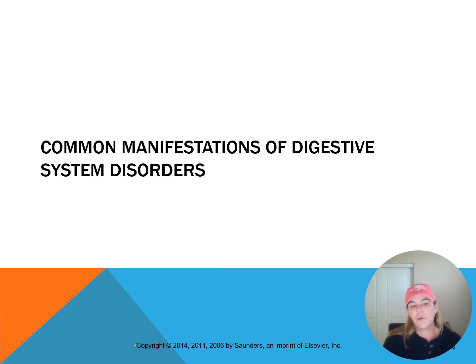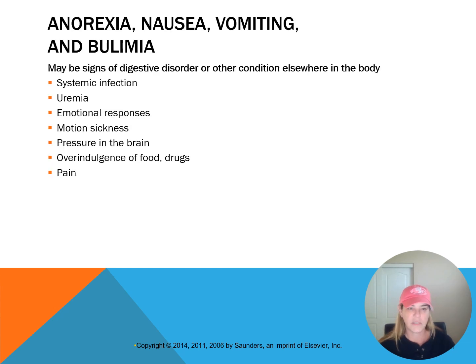So what do we see when we see digestive disorders? What do we look for? What kind of symptoms? Well, obviously, anorexia, meaning we don't want to eat. Nausea, upset stomach, nausea that can then turn into vomiting, which is a violent expelling of the contents of our stomach through the mouth. Also, we have bulimia. That's a disorder, mostly considered a psychological disorder, but you do have bulimia where you have the active vomiting of the contents of your stomach.